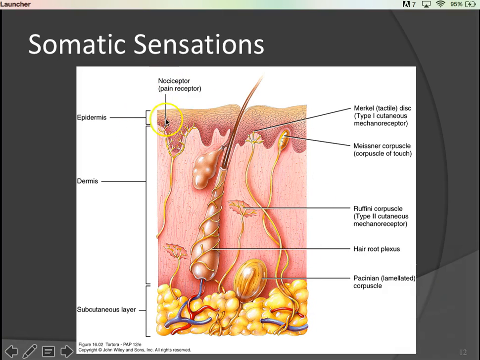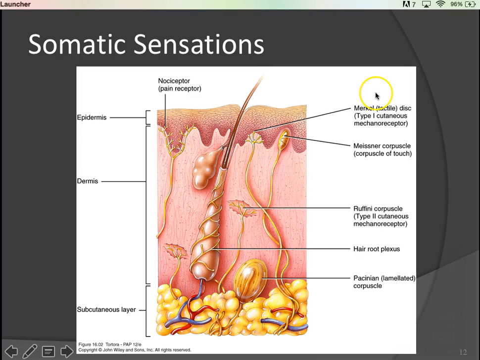Here you can see in this image, this is our epidermis, the dermis, and then the subcutaneous layer. This gives you an idea of where some of these receptors are relative to these different layers. We have these free nerve endings. For example, they're giving you the example of a nociceptor, so these are pain receptors. That's a fairly superficial receptor right at the epidermis level.